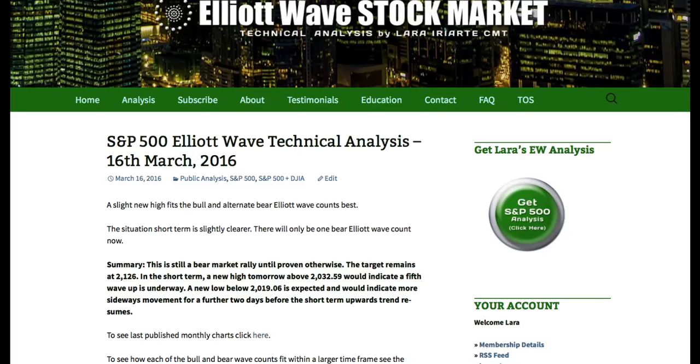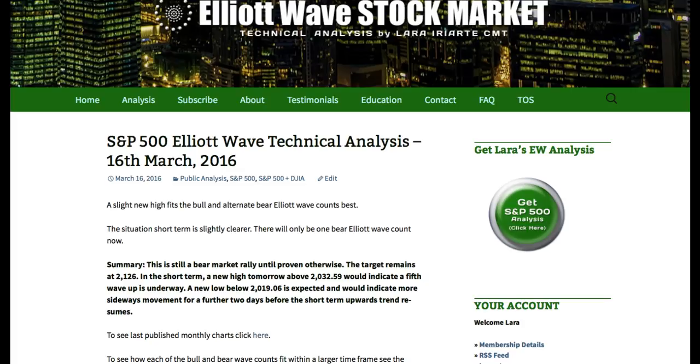Wednesday, 16th of March has closed. We've got a slight new high. It changes the bear wave count a little bit. I'm discarding what was the main bear wave count in favour of the alternate. Short term, I'm still expecting this is a bear market rally until proven otherwise.